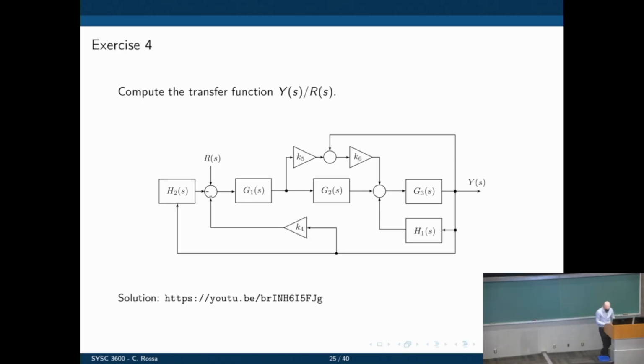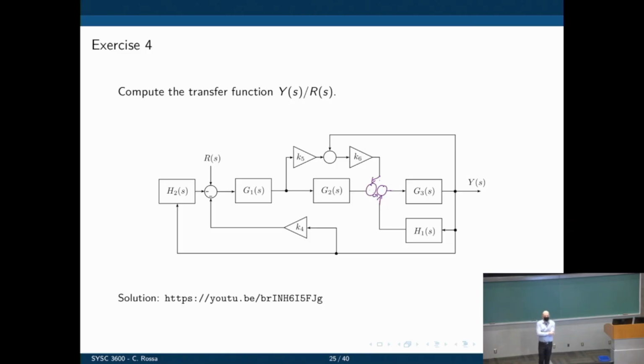We could replace that sum. Let me open this up here. We could replace this sum with two sums like that. That's the same thing. And if that is the same thing, now we can eliminate G3 and H1 by combining them.